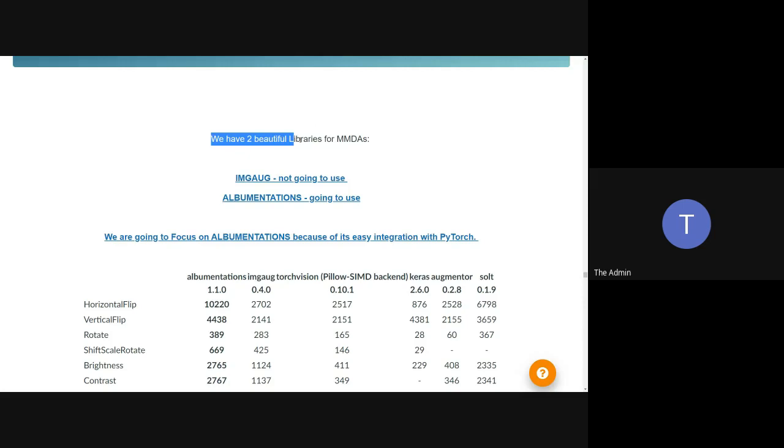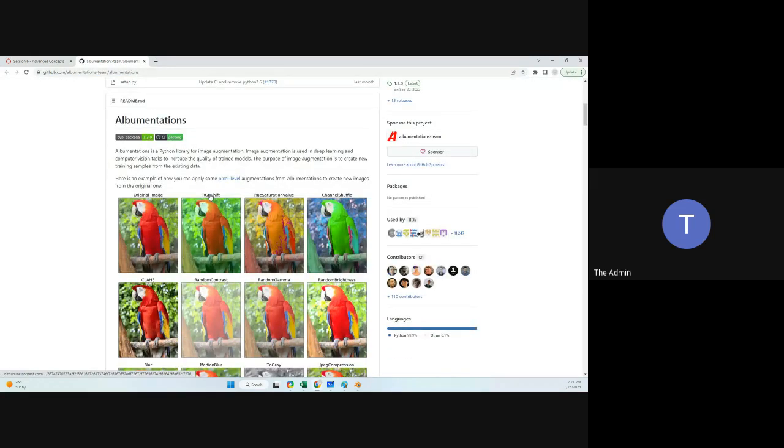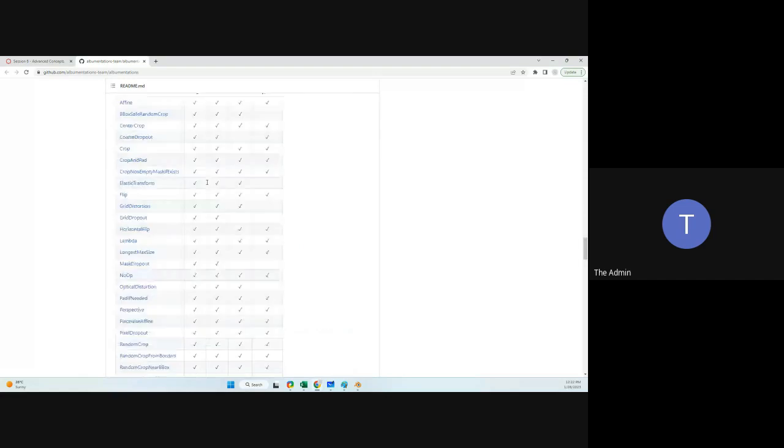Now we have two beautiful libraries for performing MMDA. We have one called IMG AUG. This works really well with TensorFlow. We're not going to use it. We're going to use something called Albumentations. And Albumentations has everything you'll ever need for any kind of data augmentation. And it's very beautiful, especially for one specific thing which I want to focus on.